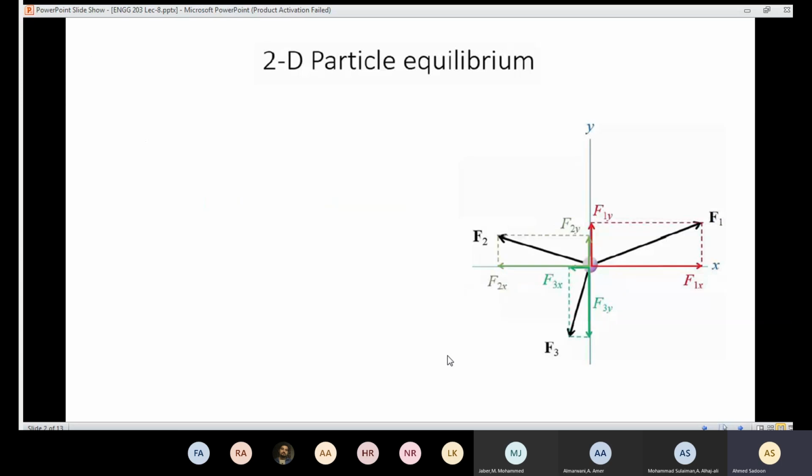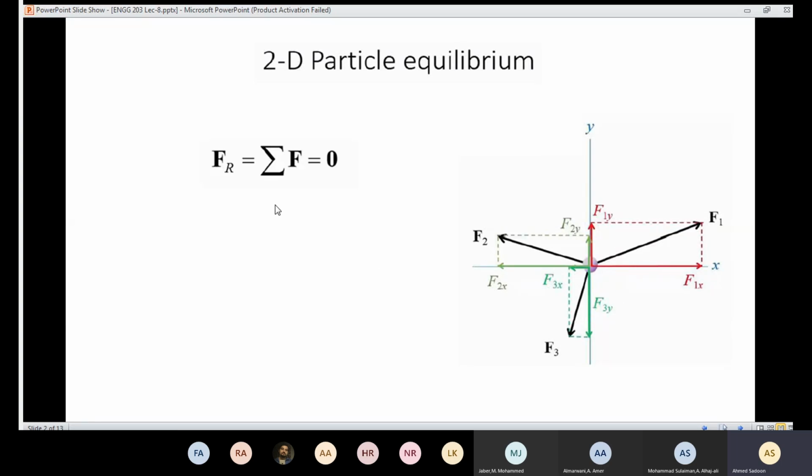So, like I said, last time we talked about 2D particle equilibrium. Here I have a particle which is in equilibrium, but the system here is coplanar. All the forces lie in the XY plane. Of course, we need to draw the free body diagram, show all the forces acting on the particle, and resolve the forces into their rectangular components.